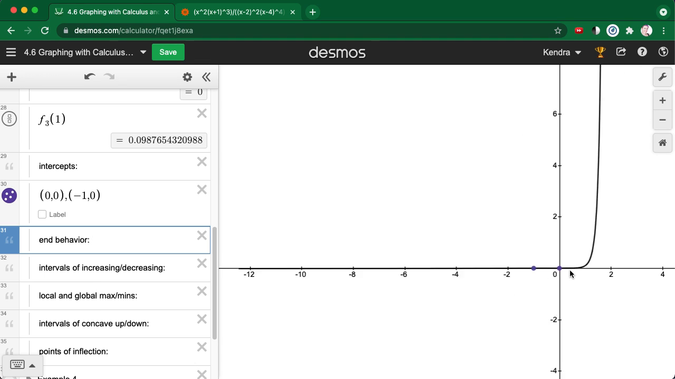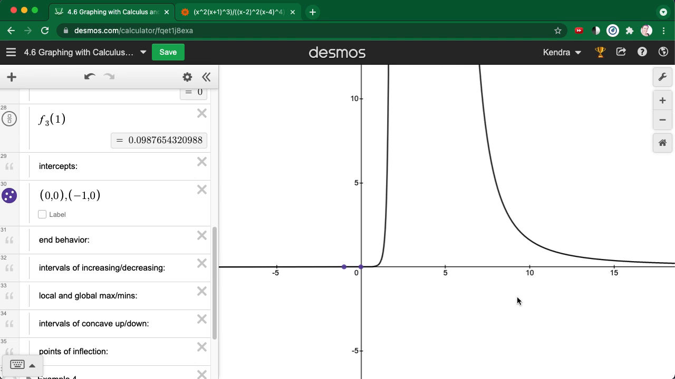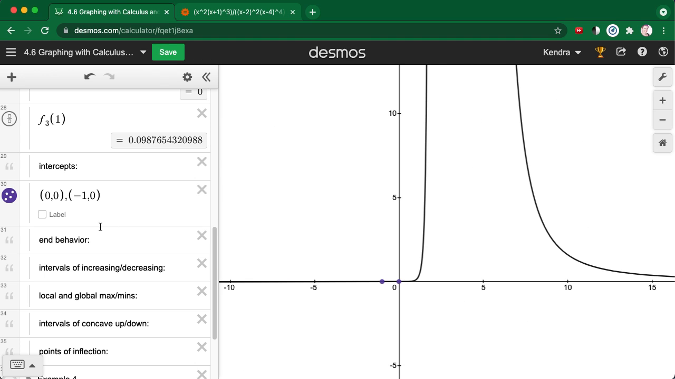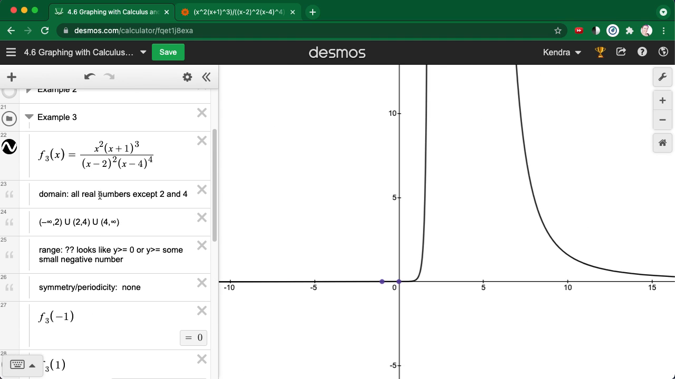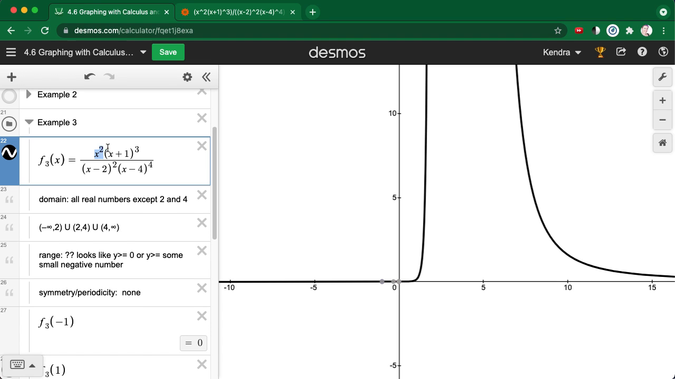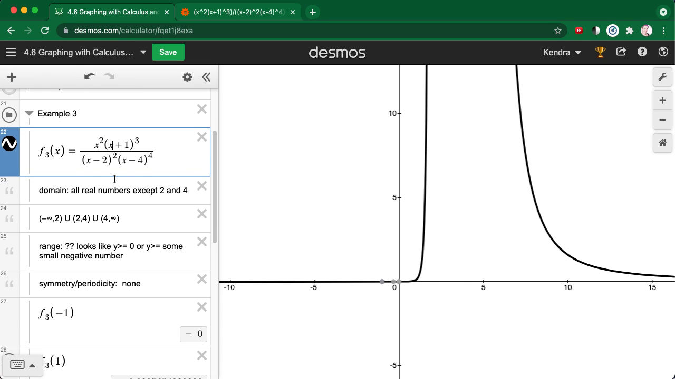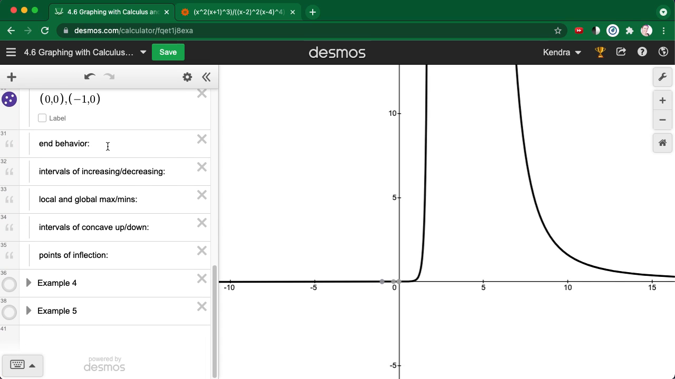Okay, it looks like from the graph, the limit is 0. Let's go back and look at the function. So that numerator is a degree 5. We have a second degree times a third degree is a degree 5. The denominator is degree 6. I have degree 2 times degree 4 is degree 6. So a degree 5 polynomial divided by a degree 6 polynomial is going to go to 0 as x goes to positive or negative infinity.